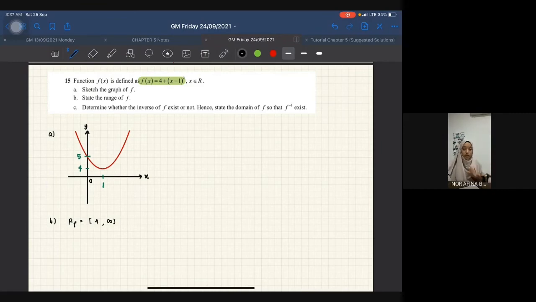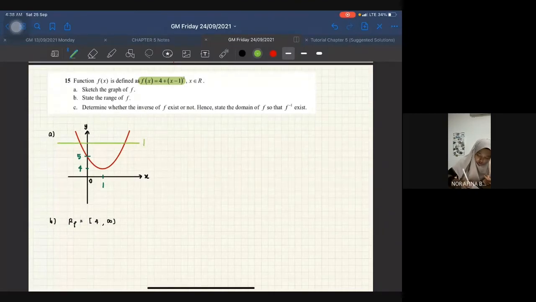Alright, so C pula. Kalau awak baca C, dia tanya, determine whether the inverse of f exists or not. Okay, so macam mana kita nak tentukan dia? So ada dua cara kan? So the first one adalah graphical method. We draw a horizontal line test, a horizontal line. Okay, and then for the second method, kita akan guna algebraic approach. Tapi kalau kat sini, soalan dah minta awak sketch the graph. So, kita akan guna yang first one lah, which is the graphical method. So, akan draw a horizontal line. Okay, so saya guna pen warna hijau. So, I will draw a horizontal line up here.